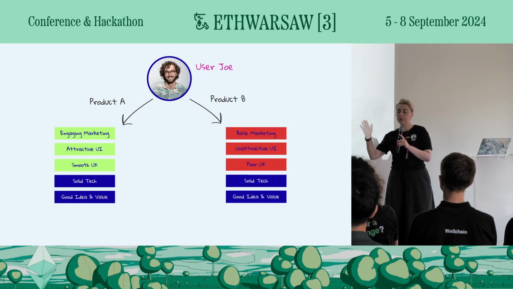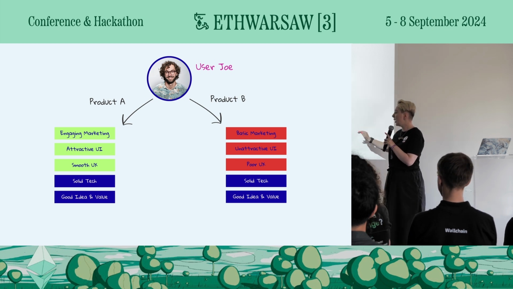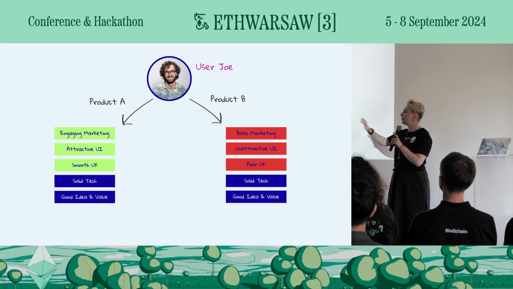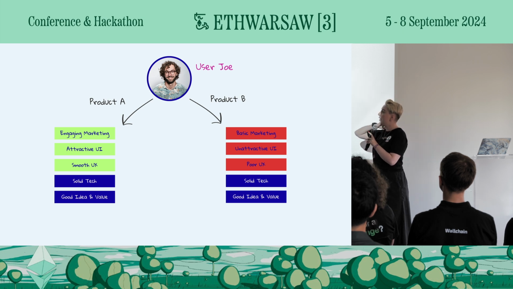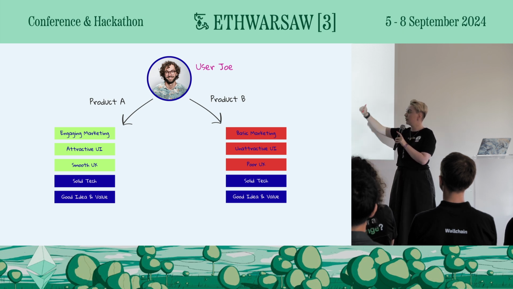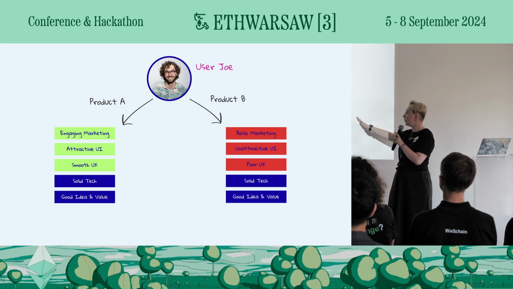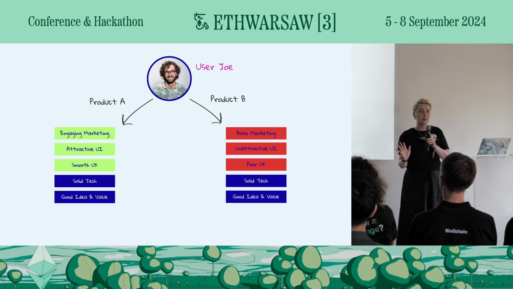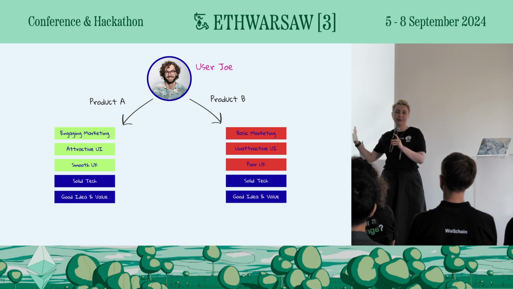And he wants to try two products, product A and product B. They both have a good idea and some value for customers. They have solid tech at their core. But one product has smooth UX, attractive UI, and good marketing, and the other has poor UX, unattractive UI, and so-so marketing. So what do you think, which product will Joe use?